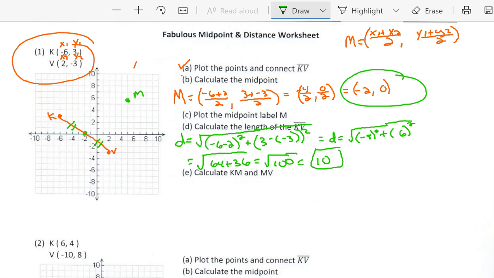Next problem. The next thing says to calculate KM and MV. This is M here. I didn't label it, but that was M, my midpoint. And because these are equal, and I know that this whole thing is 10, I know that both of these are 5. So KM and MV are 5.